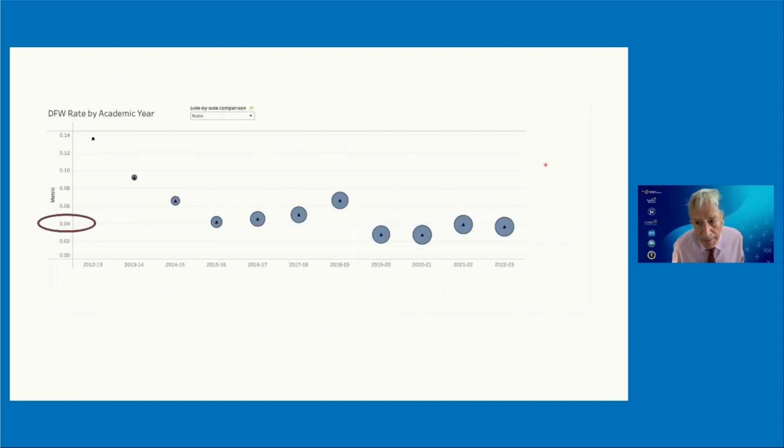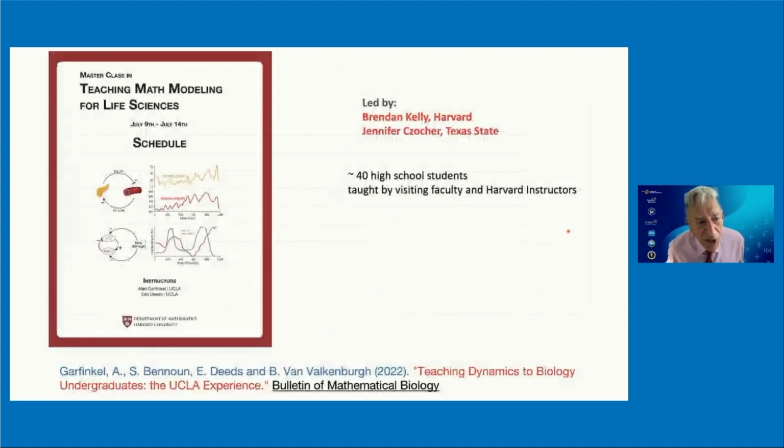And finally, our DFW rates are running around 4%. We'd like to get that better. But 4%, I think, is pretty good. I go to meetings where I hear stories from my colleagues about there being a 40% DFW rate, a 50% DFW rate. And that is just awful. And that says we're not teaching the right stuff. So I just want to close.